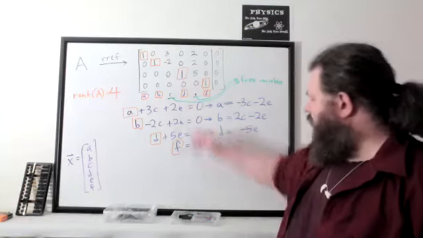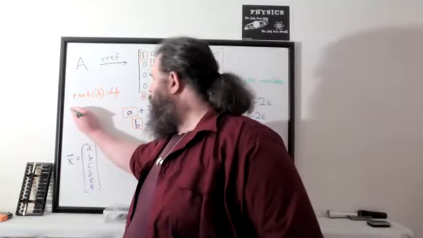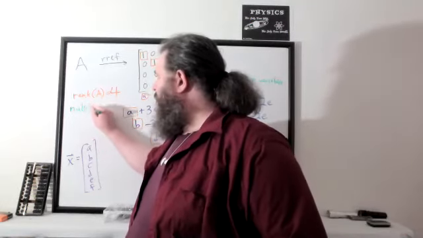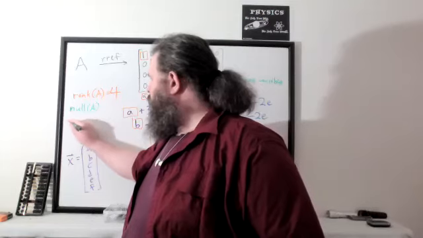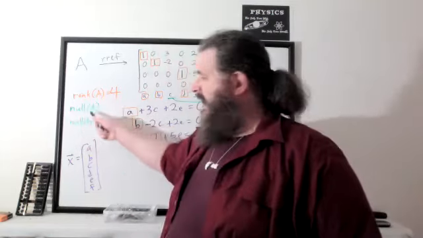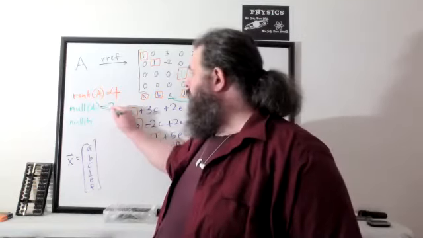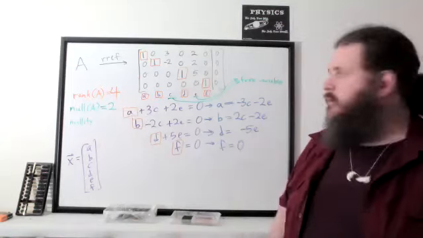Whereas the number of free variables is called the nullity. The nullity of A, usually just abbreviated as null A, but that means the nullity. The nullity is the number of free variables, which in this case would be 2.